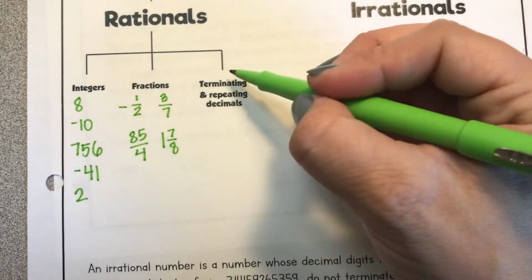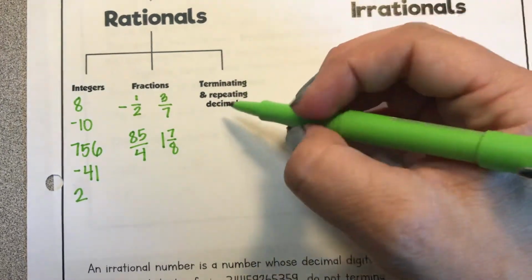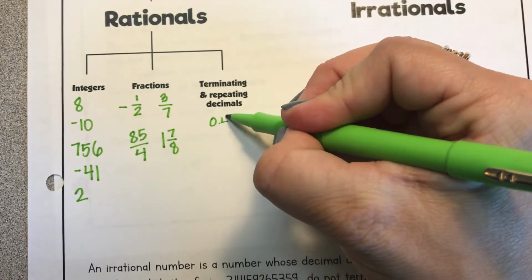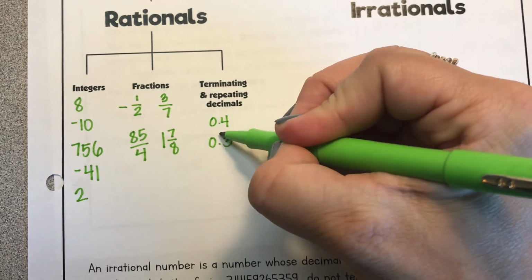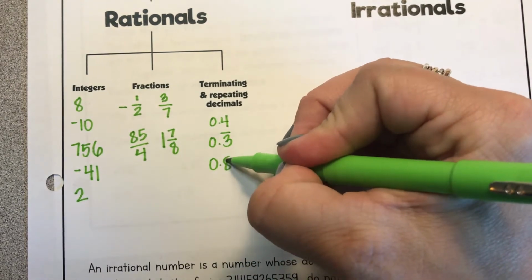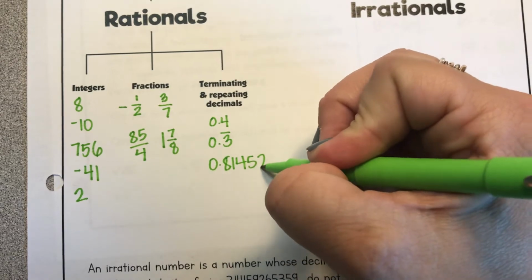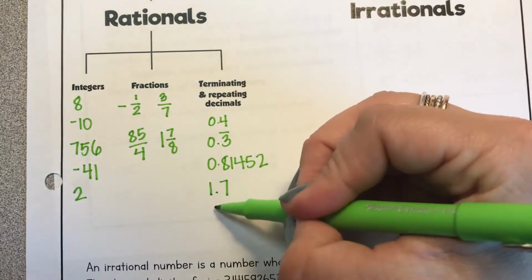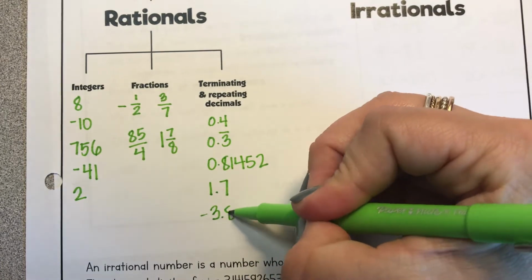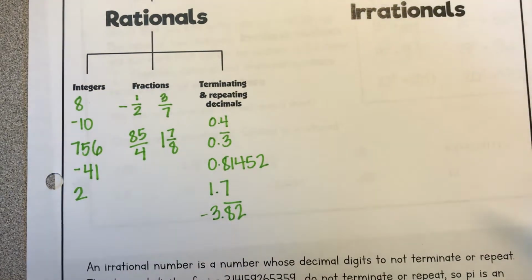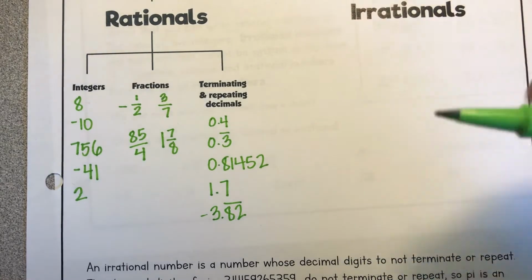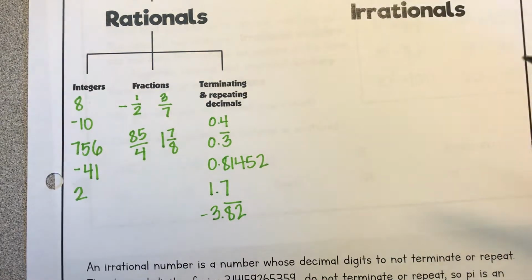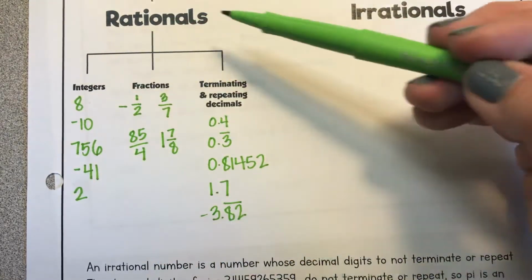And then it's also made up of terminating and repeating decimals. So like 0.4, 0.3 repeating, 0.81452. It could be 1.7. It could be negative 3.82 repeating. If it's a decimal that is either terminating, which means ending, or repeating, then it is a rational number.